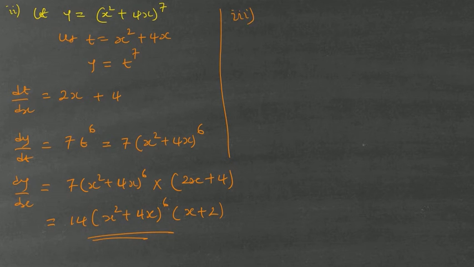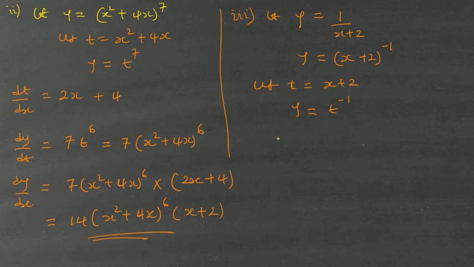Looking at number 3, we have 1 over x plus 2, so we still let y be equal to 1 over x plus 2. We want to write it in a way that we can easily use the chain rule, so we take it up. We still let t be what is in the bracket, x plus 2, and then our y would be equal to t to power -1. So we get dy/dt and dt/dx.